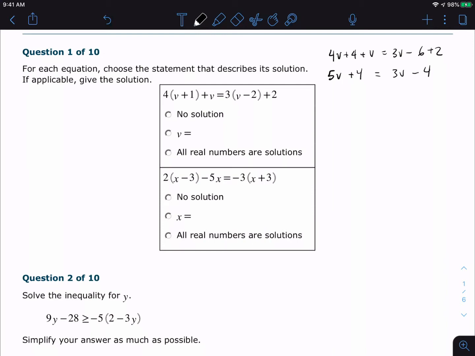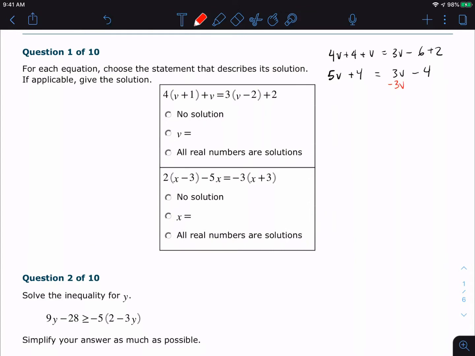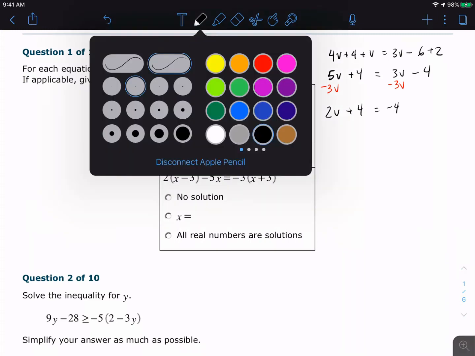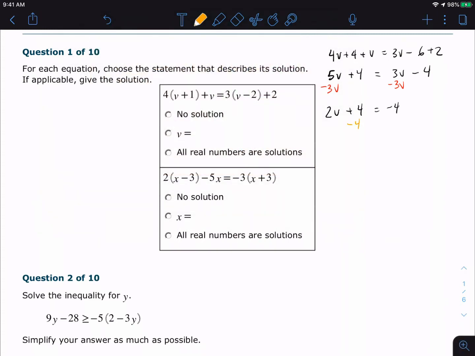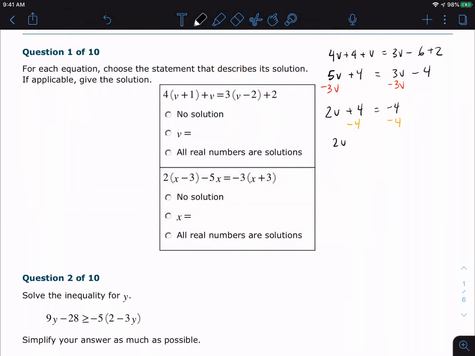And then I'm going to bring the v's together, and I want to show this in a different color. So I'm going to subtract 3v from here. So I'm going to subtract 3v from there. And that's going to give me 2v plus 4 is equal to a negative 4. Then I'm going to subtract 4 from here, so I'll subtract 4 from there. And I'm going to get 2v is equal to a negative 8.